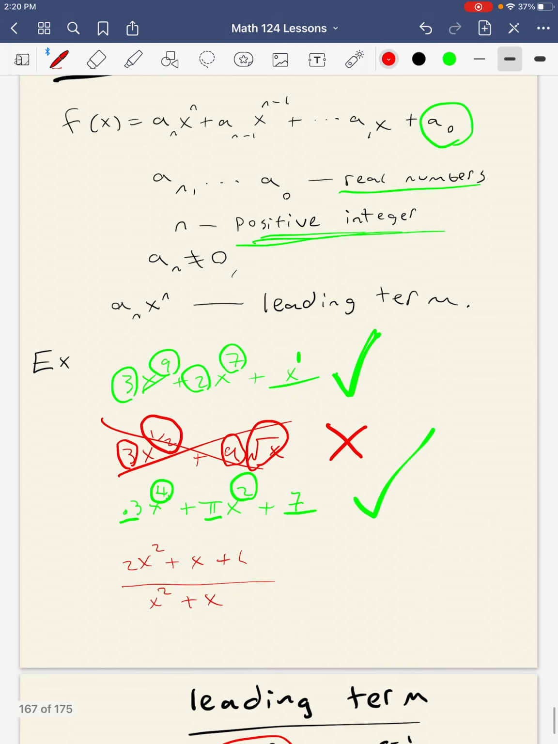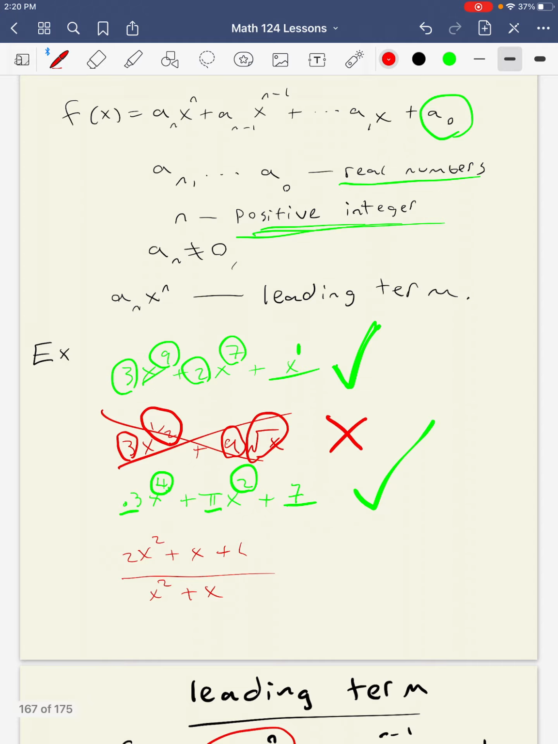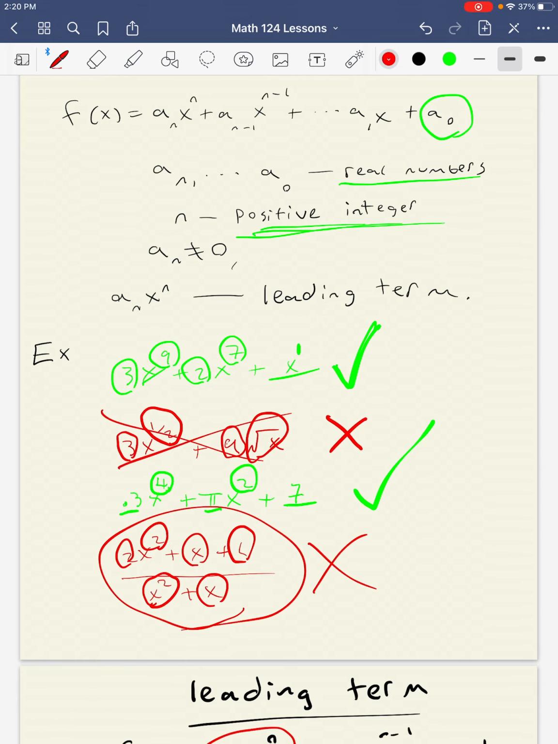Okay, the next one. Well, it looks okay on top. It's a number and then an integer exponent. So everything's fine, but the problem here is we have x's on the bottom as well. So that we cannot have a rational function; that is not a polynomial. We don't want any situations like this. Okay, so hopefully that gives you an intuition of what a polynomial is, and we have been working with polynomials every now and then. In the previous chapters, we just did not explicitly call them polynomials.